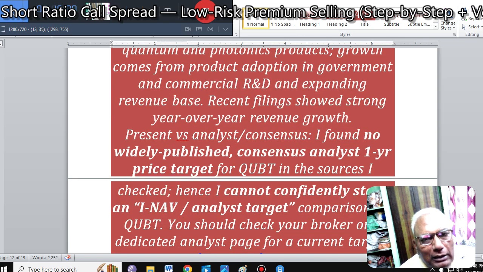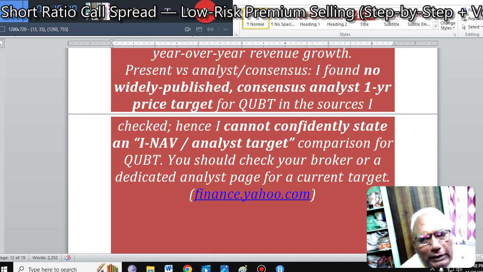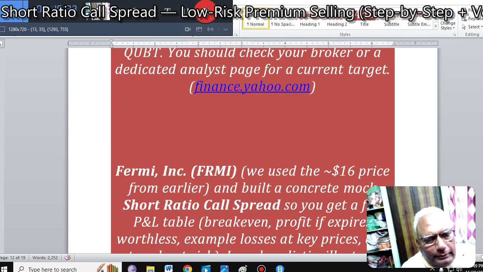Present versus analyst consensus. I found no widely published consensus analyst one-year price target for QUBT in the sources I checked, so I cannot confidently state an analyst target comparison for QUBT. You should check your broker or a dedicated analyst page for the current target.